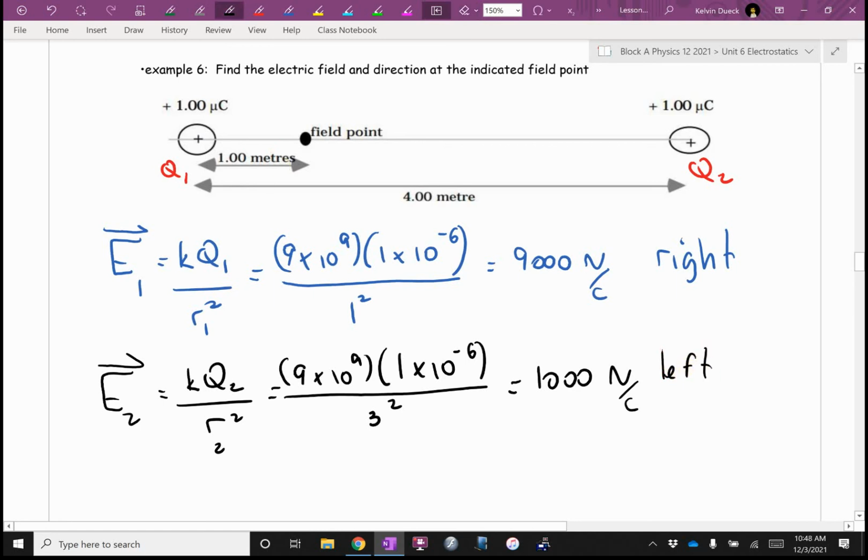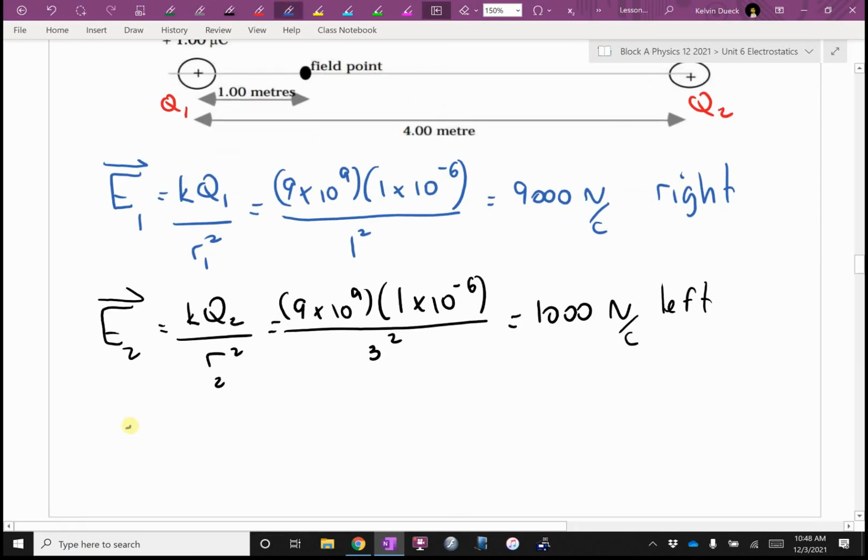Any thoughts on how I would add 9,000 right and 1,000 left? You know what? This is winner minus loser. It's really what we were doing with that. So they'll either be in the same direction, then Alexis, add them up. If they're in opposite directions, bigger minus smaller, or to put it in terms we've already used, winner minus loser. It's not a force, but we can do that. So it's going to be 9,000, take away 1,000, 8,000 newtons per coulomb. Direction. Right. Right? Right.